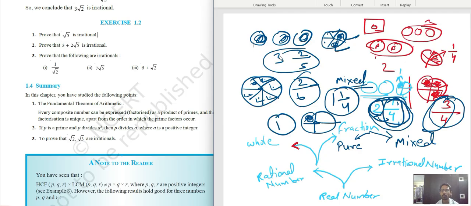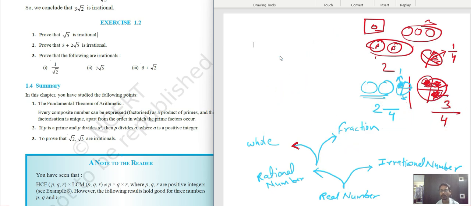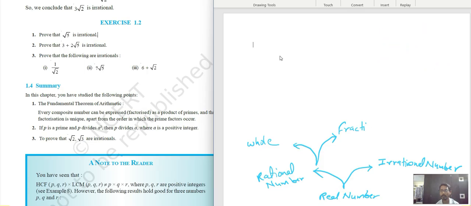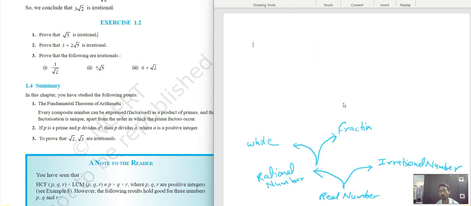This type of number is called mixed fraction. Why? One is the whole, and this is the fraction. Whole and fraction is called mixed fraction, while only fraction, this one, is called pure fraction. Got it? So whole and fraction you understood, yeah? Now we'll discuss fraction. So how many types of the fraction? Pure and mixed.